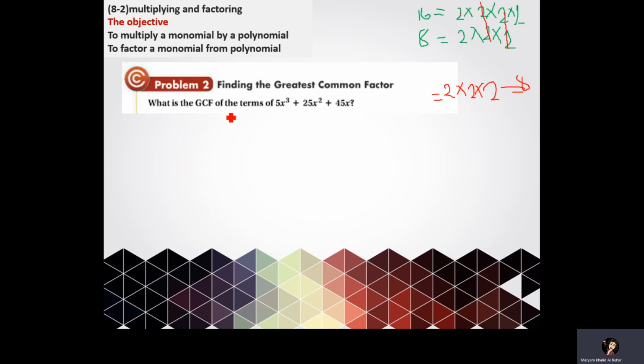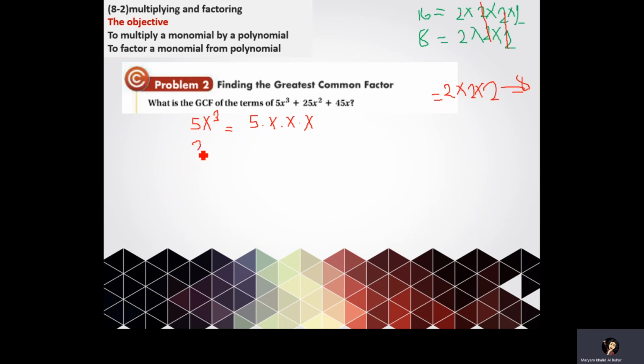Let's try to find it here. First of all, I will take term by term and then I will analyze it. So 5x to the power 3. I can rewrite this into 5 times x times x times x, isn't it? Here is the power 3. I'm multiplying this x by itself 3 times. 5 is already a prime number, so I'm done. I cannot factor it more.